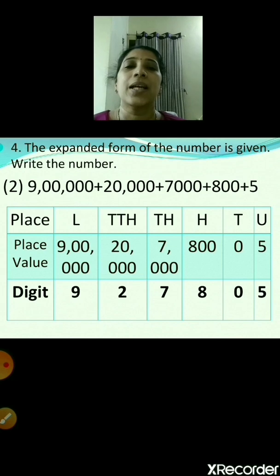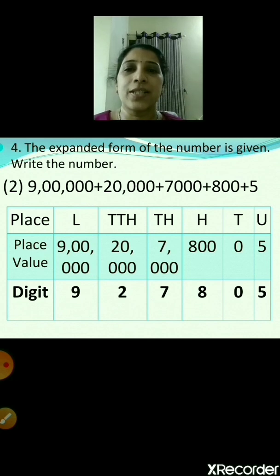Then you can see that there is directly the digit 5. In between 100 and unit, there is no tens. That is, no number is given for the tens place. So you will consider it as 0. So in the tens place, you will write the place value as 0. And the last digit is 5. That is, 5 will come in the units place.